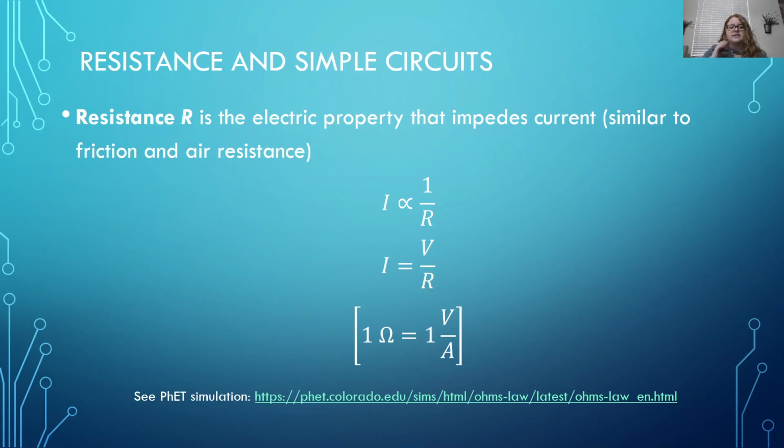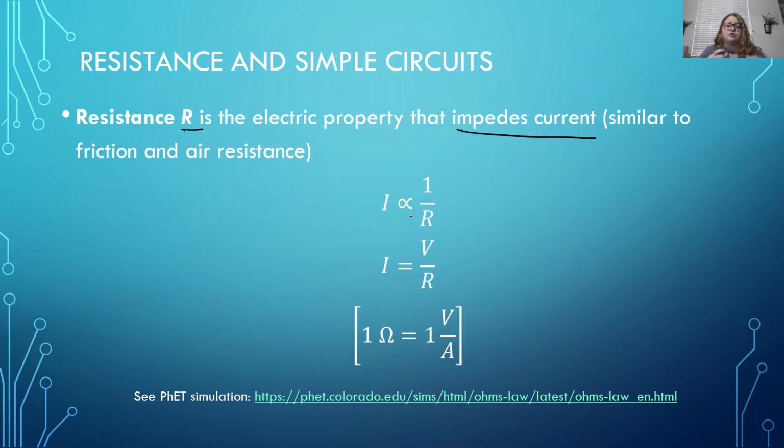Now, with that, there was also something else that came about, which is called resistance, or R, and that's the electric property that impedes current. It tries to stop it. This is similar to friction, such as air resistance or surface friction. This is trying to stop that current flow. So there's also a relationship between current and the inverse of resistance.